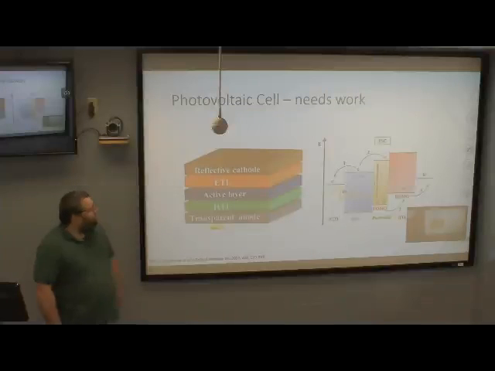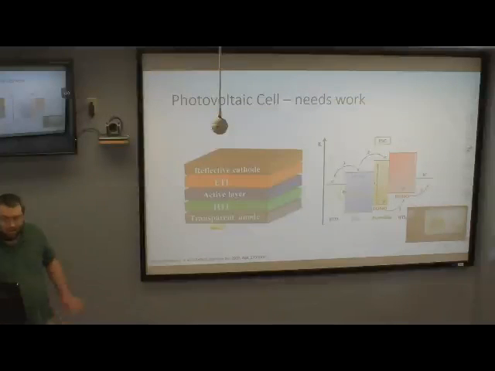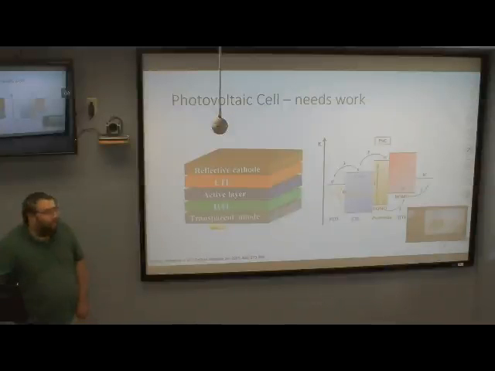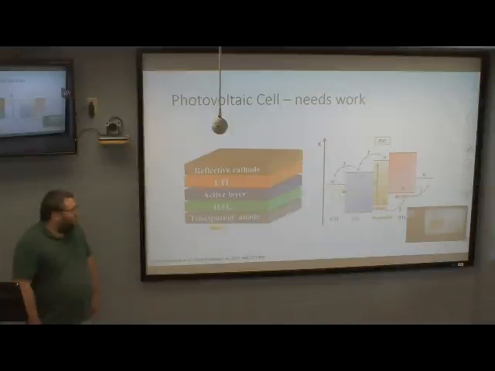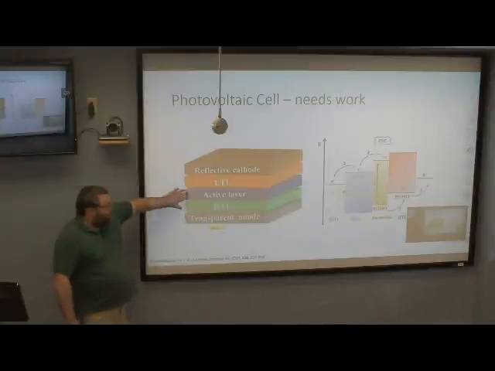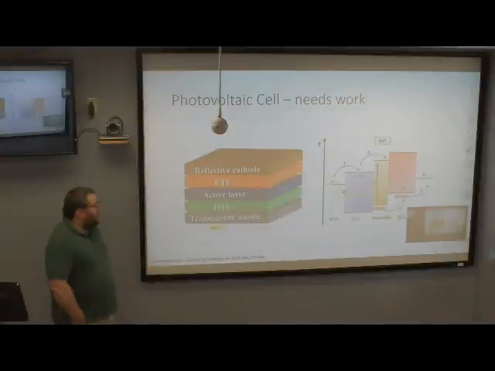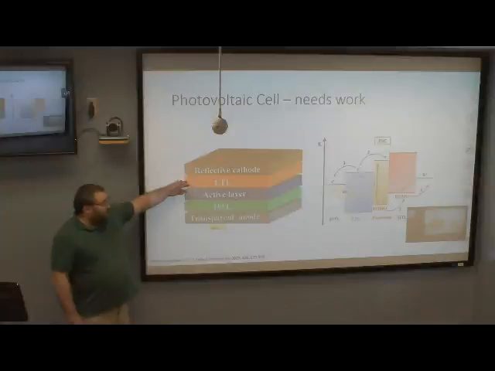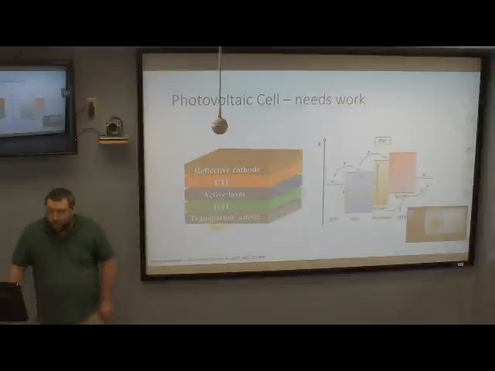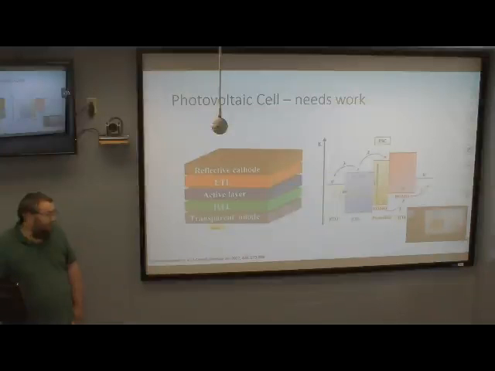So in a photovoltaic cell, and I want to completely redo this slide, I just put this up so I had it here. The way it works is you have your active layer, which in our case is the perovskite, and then you have an electron transport and a hole transport layer, which allow the electrons and holes to move through the material.